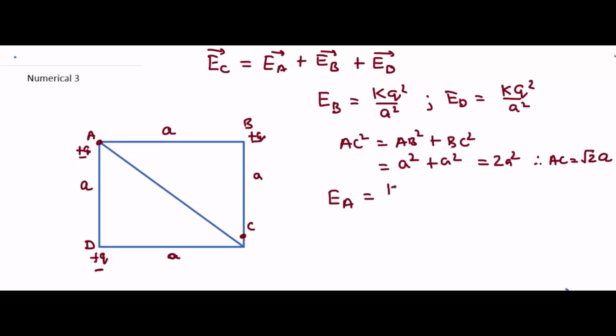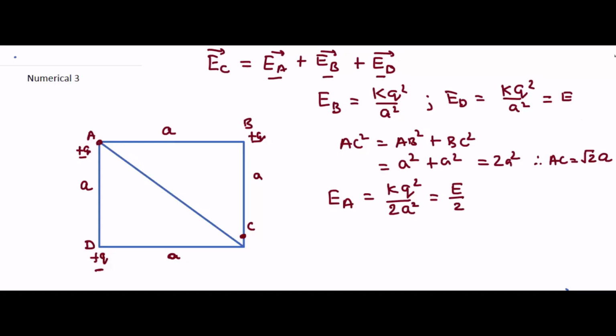So I can get an equation for EA now. EA will be equal to KQ square, because the charge is plus Q, over the distance AC square, and AC square we know is 2A square. AC is square root of 2A, AC square is 2A square. So I'll get over here 2A square. As always, let us write KQ square by A square as E. So I'll call this E. This also will be equal to E, and this will be equal to KQ square by 2A square, so I'll write down this as E by 2. So if required, we can write E by 2 and E for these three charges. So we now have the magnitudes of EA, EB, and ED.